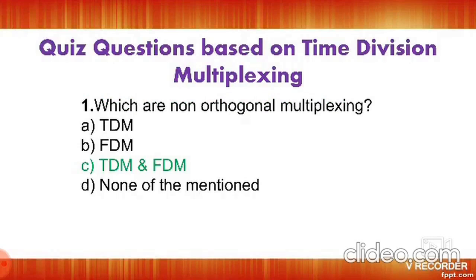So here we have one quiz question: which are non-orthogonal multiplexing? We know that another multiplexing method is frequency division multiplexing, same as time division multiplexing. Frequency division multiplexing is also orthogonal multiplexing. So TDM and FDM both are orthogonal multiplexing. So C is the correct answer.